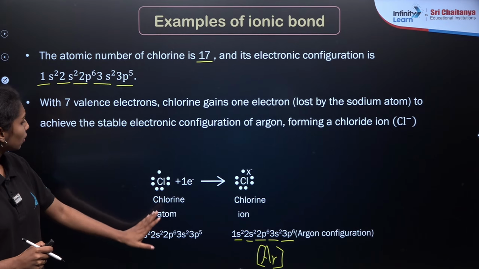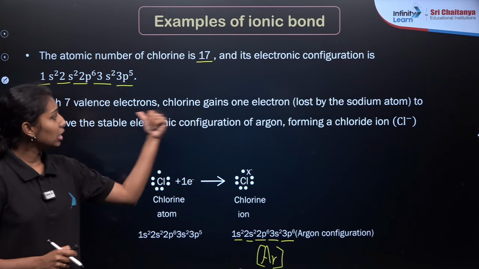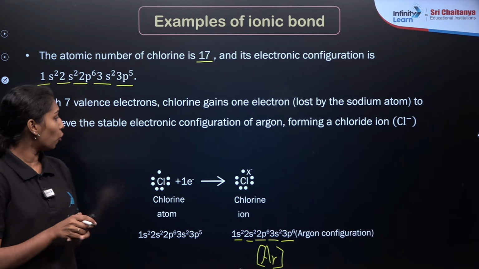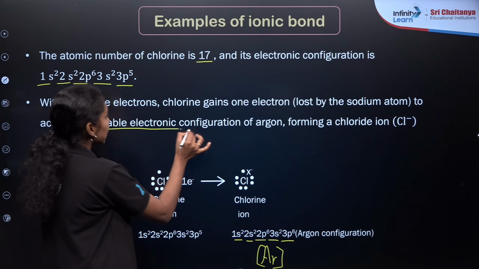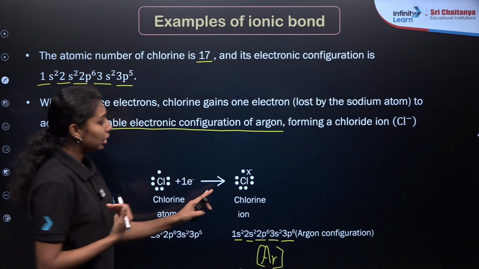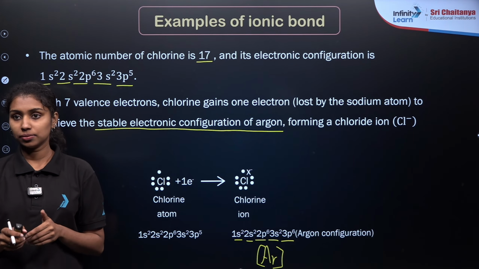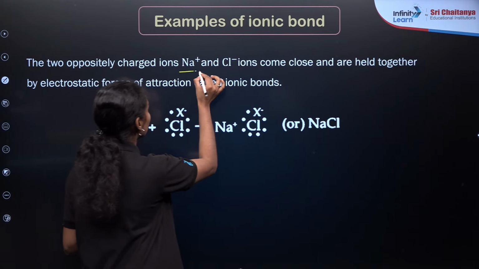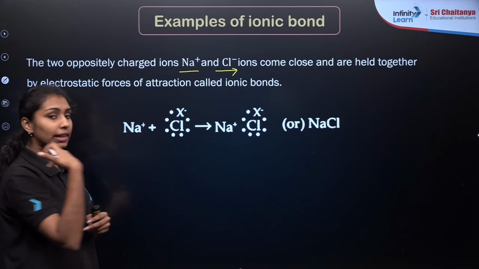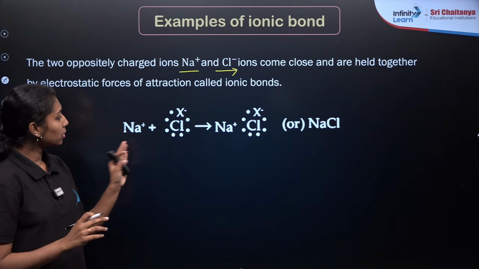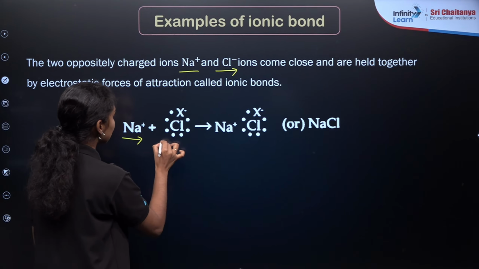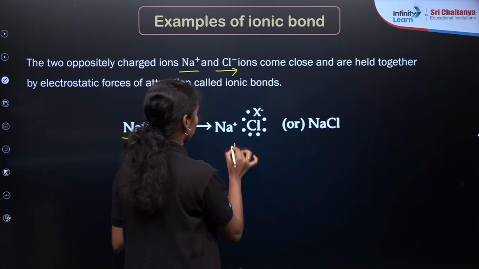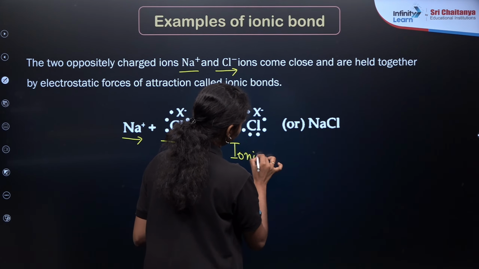The same explanation is given in words here. With 7 valence electrons, chlorine gains 1 electron lost by the sodium atom to achieve the stable electronic configuration of argon, forming a chloride Cl minus ion. Then lastly, these Na plus and Cl minus ions are formed, right? From sodium they form the cations, from chlorine they form the anions. So these Na plus and Cl minus combine together to form NaCl, the ionic compound here. Is there any doubt?